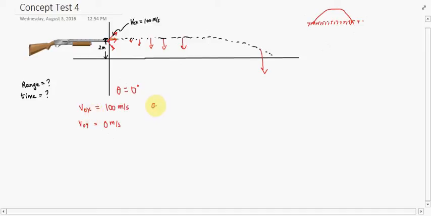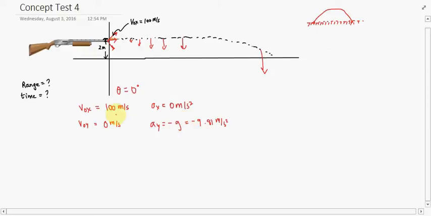In terms of its acceleration in the x direction, in this instance we're still ignoring air resistance, so it's 0 meters per second squared. Its acceleration in the y direction is just gravity, and because it's downwards, we're giving it a negative sign, which is equal to negative 9.81 meters per second squared. What other information do we have? I think that's pretty much it. So let's see how we can solve this problem.